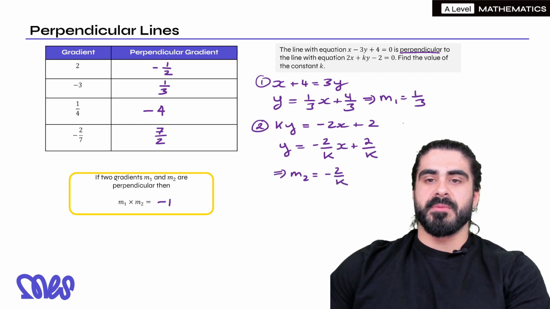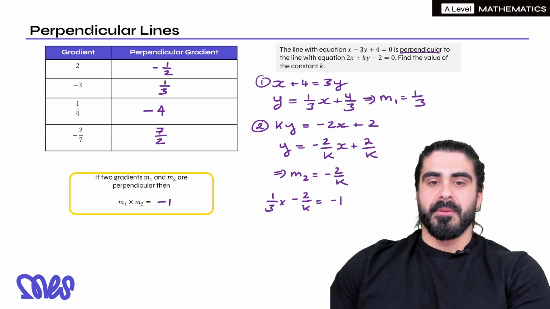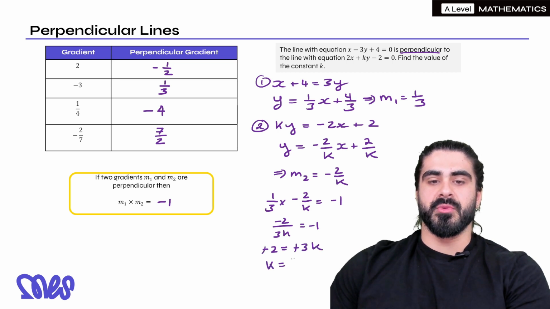So all we need to do is multiply them together and equate it to minus 1. So we're going to say 1/3 times minus 2 over k is minus 1. Multiplying the top and the bottom, we have minus 2 over 3k is minus 1. Times through by the denominator, we get minus 2 equals minus 3k. The minuses cancel, and we're left with k equals 2/3.